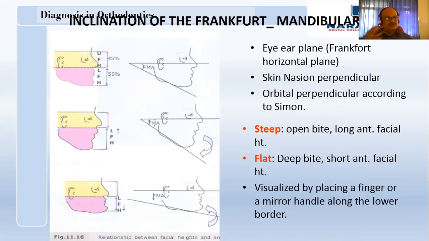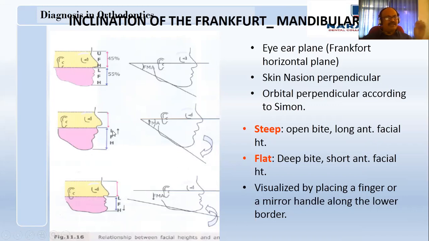So this is also called clockwise and anti-clockwise rotation. So remember, an anti-clockwise rotation, a short face, a decreased lower facial height, and a deep bite and hypodivergent. These are all known by one or the other name.